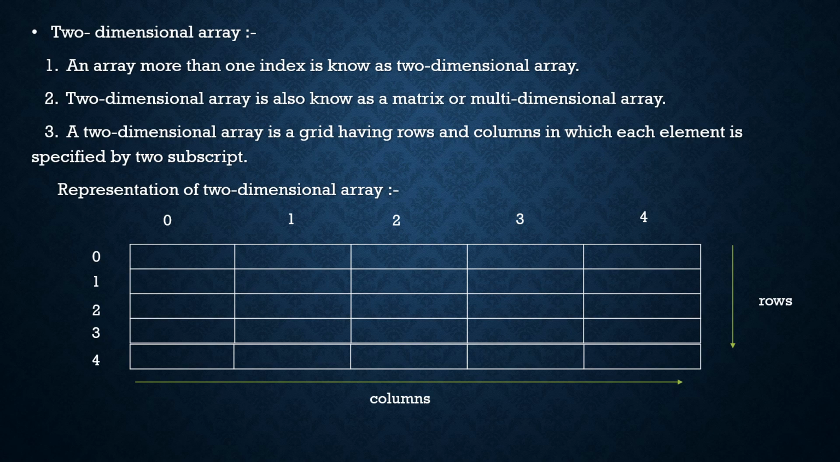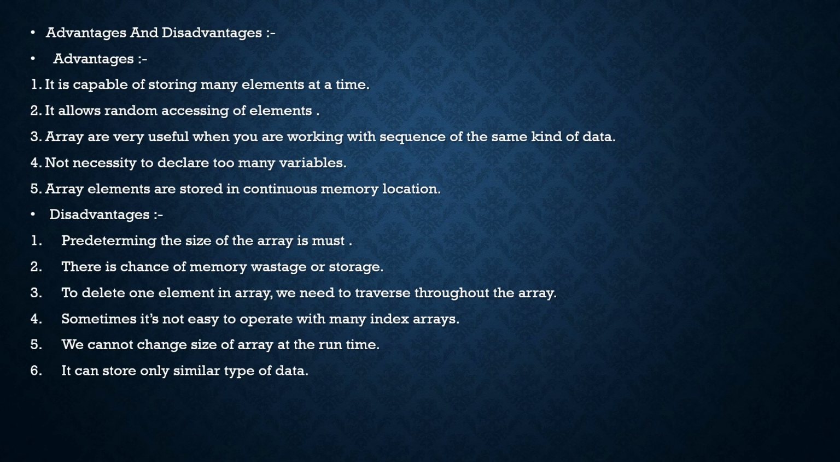The representation of a two dimension array will be like this. It will have rows and it will have columns, and this is also going to start with 0. So let's see the advantages and disadvantages.